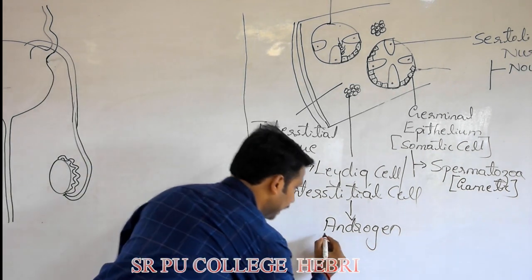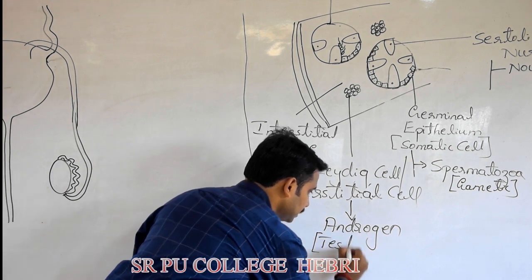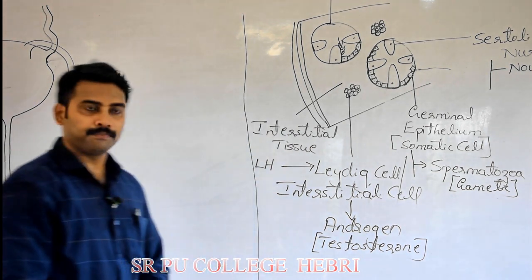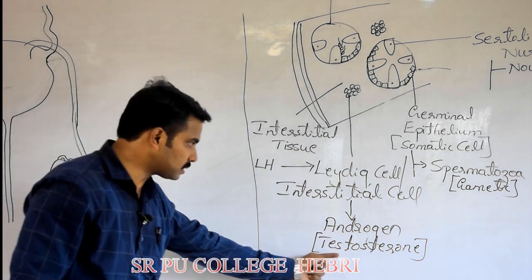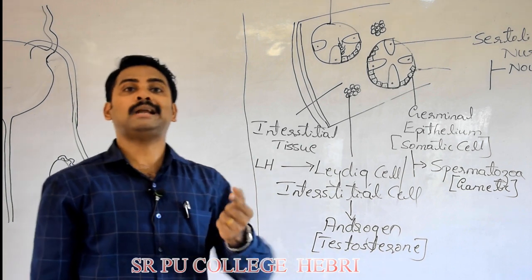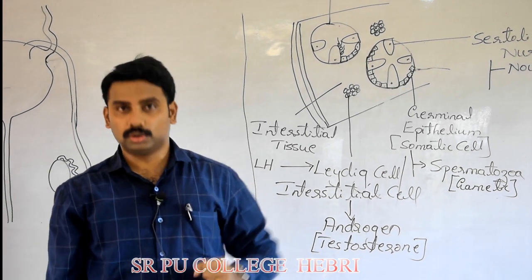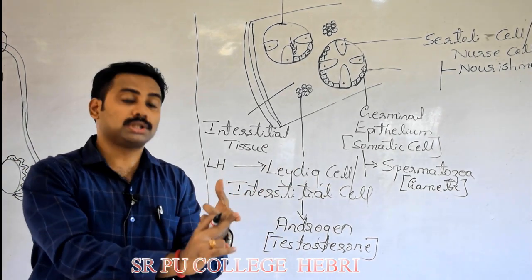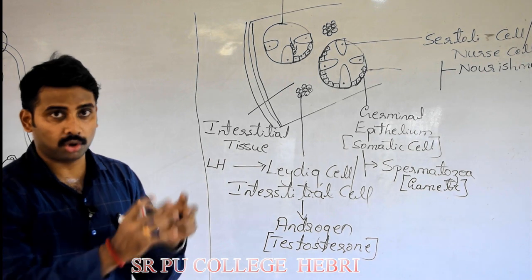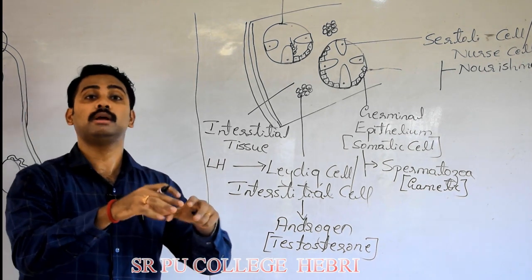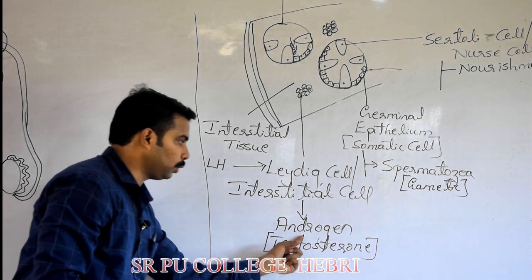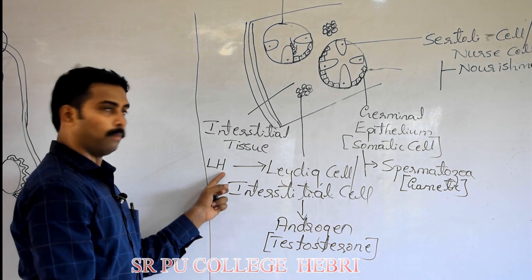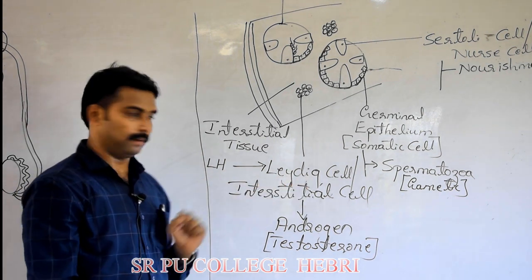One of the best examples for it is testosterone. Many are there. In the male body, Leydig cell can also produce, along with testosterone, androstenedione and dihydrotestosterone. I repeat, testosterone, androstenedione, dihydrotestosterone, all these steroidal sex hormones of the male are collectively called androgen. One more question: name the hormone that influences Leydig cell. LH.